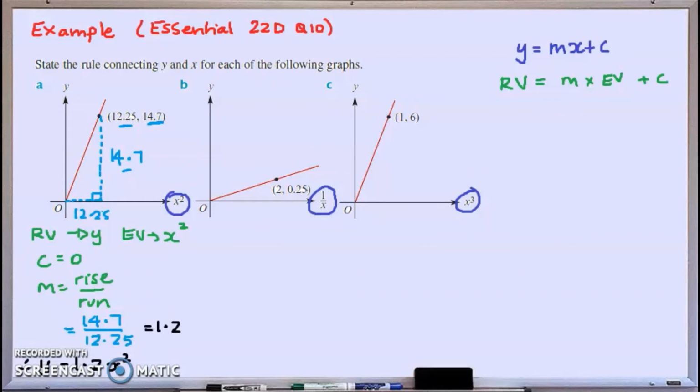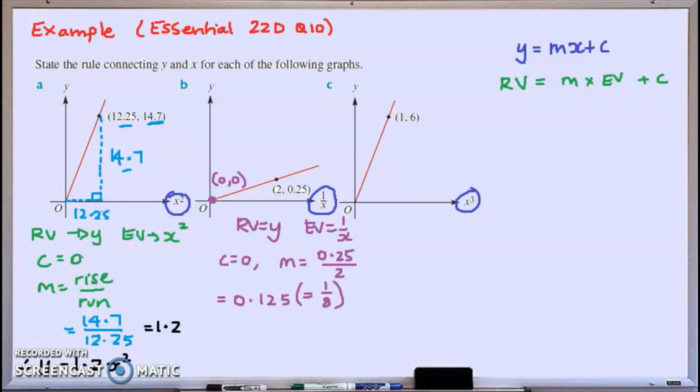Now I'm going to do exactly the same thing with my second example, but I'll do it a little bit faster. Here we can see my response variable is y, and my explanatory variable is 1 over x, which I get from the label on this axis. My y-intercept is 0, and my gradient is rise over run, which is 0.25 over 2. The only reason I can use this exact point here is because I know it goes through the origin. So my rise is from 0 to 1/4, and my run is from 0 to 2. So my rise is 0.25, and my run is 2, and therefore my gradient is 1/8, or 0.125 if I put that into the calculator.